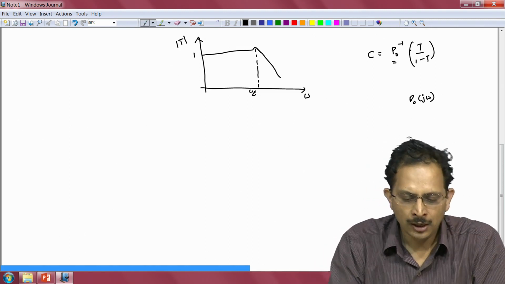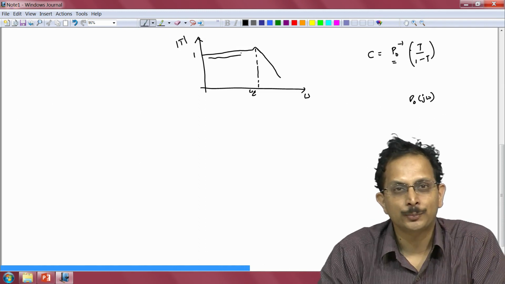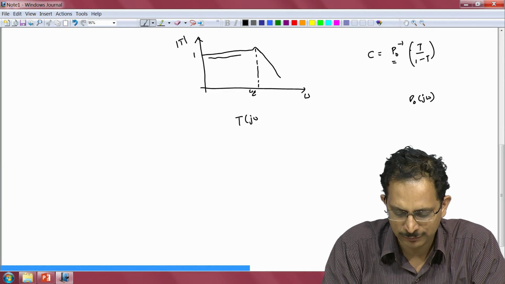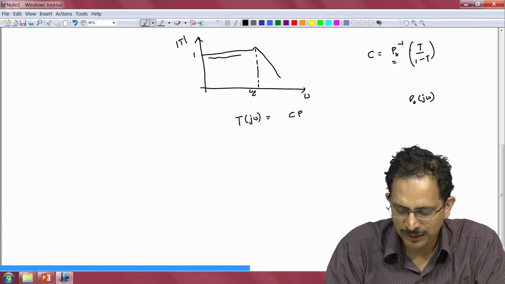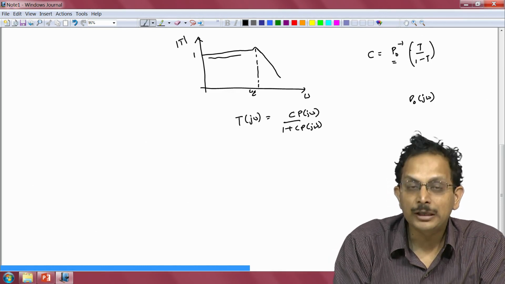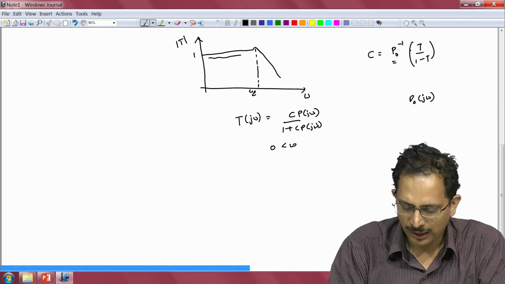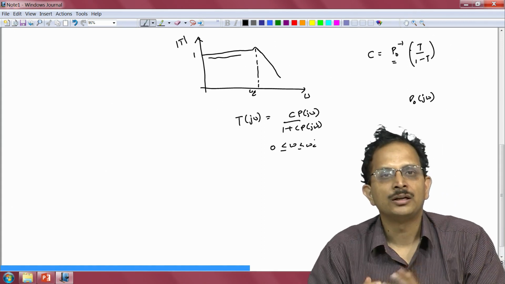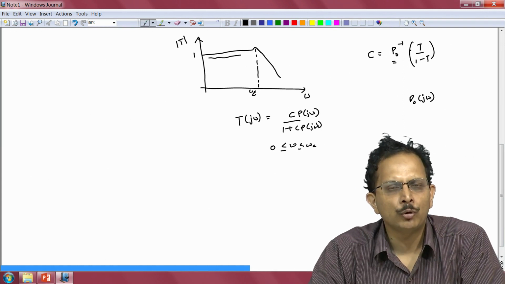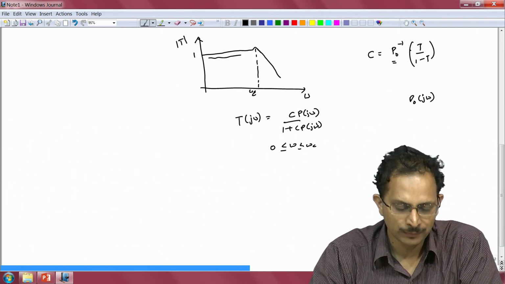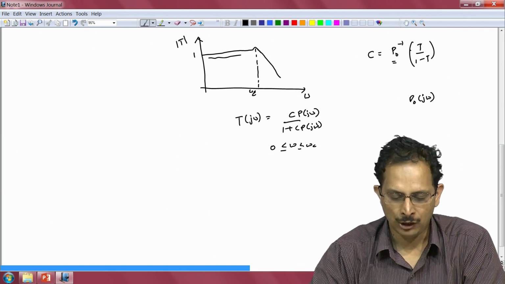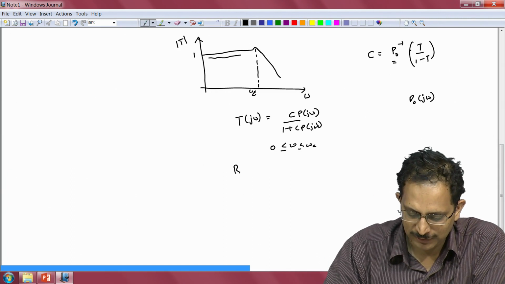Now, the question is, what should the specific functional form for T of j omega, the overall transmission function, which is going to be equal to c times p by 1 plus c times p of j omega, be between the frequencies 0 and omega c? What should T of j omega look like? Now, since we want T of j omega to be as close to 1 as possible, a good choice for T would be a maximally flat filter, or in other words a Butterworth filter.